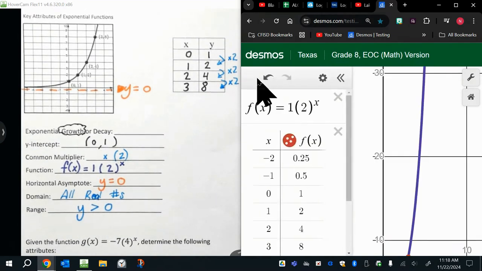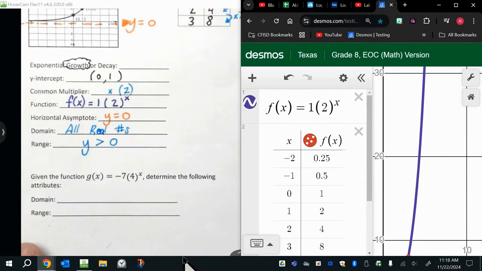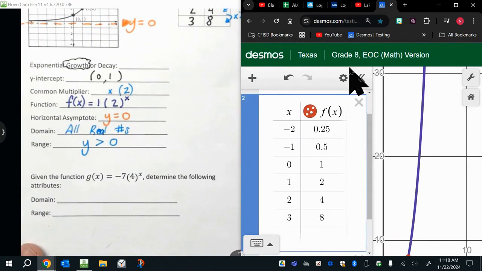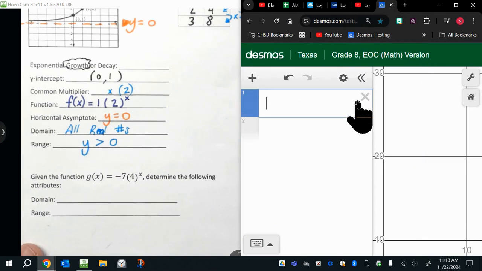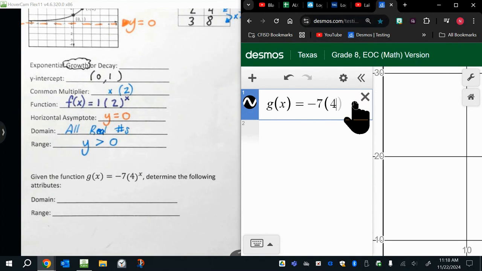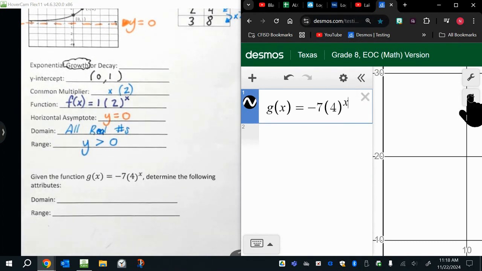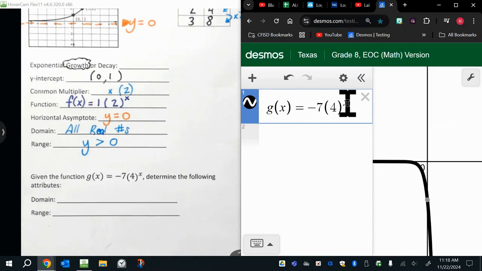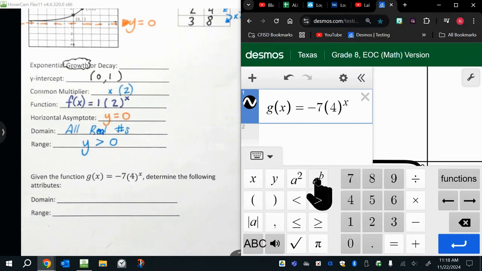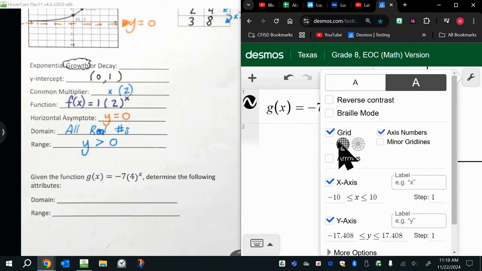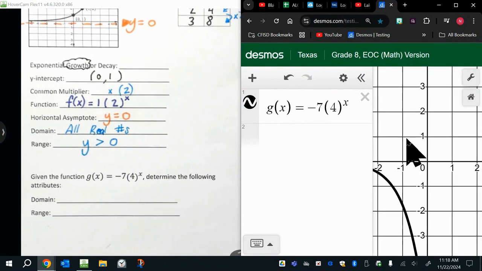I got a new equation, and my new equation is, given this function, what is the domain and the range? Okay, so I have g of x equals -7 times 4 to the power of x. So shift 6, or you can also hit this right here. It will take you to the power of. Okay, so I focus in on my points, whatever.